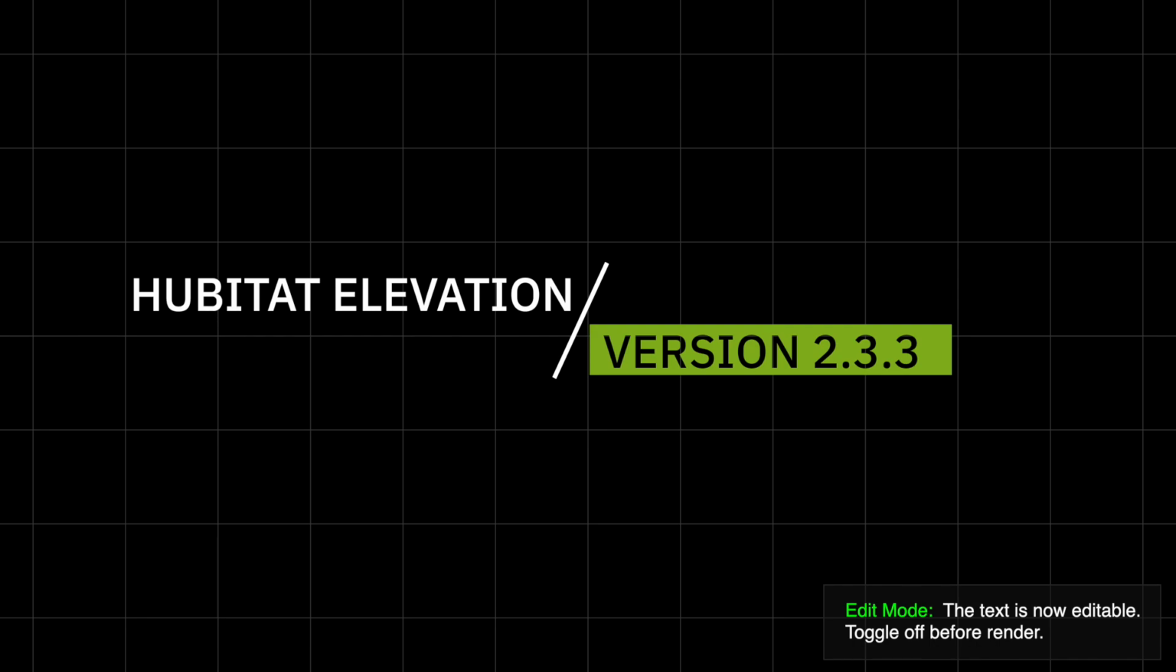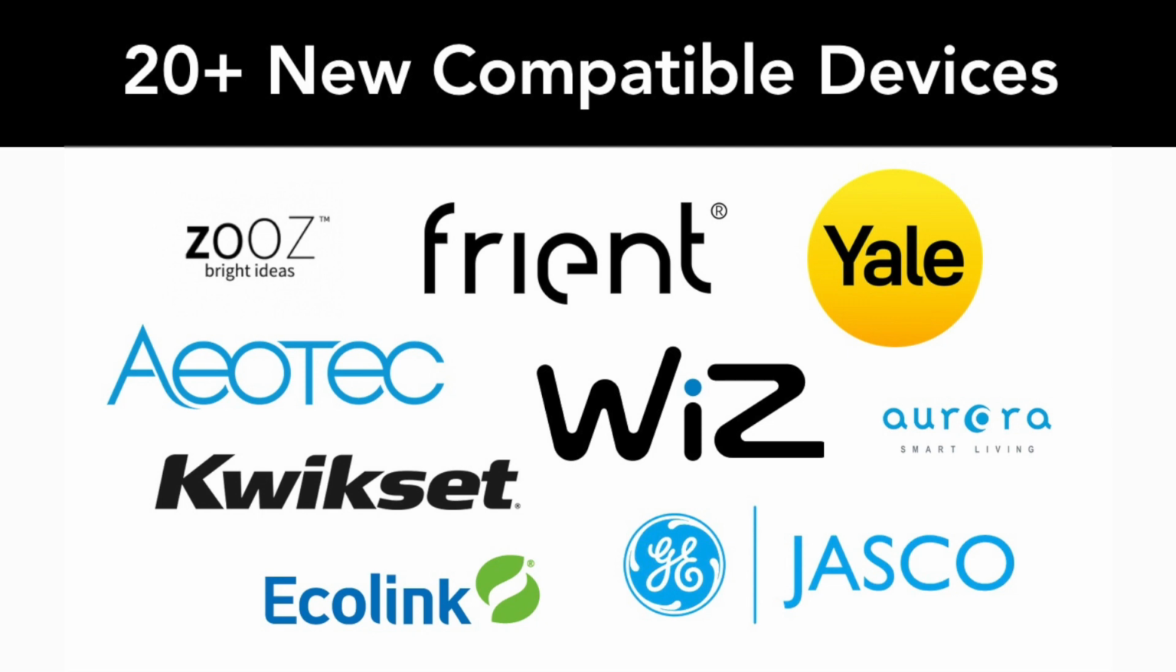Let's start with the new compatible devices. The 2.3.3 update adds more than 20 new compatible devices from 9 different brands. This includes smart plugs from Zeus and Aeotech, a couple Aurora sensors, the Ecolink TBX500 thermostat, and locks from Yale and Kwikset. We're also excited to announce that we have 2 new brands integrated into the Hubitat Elevation Hub.